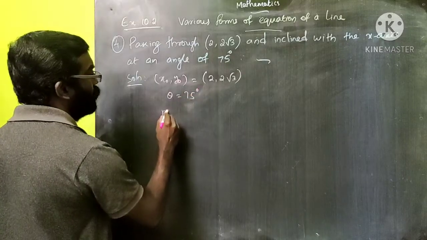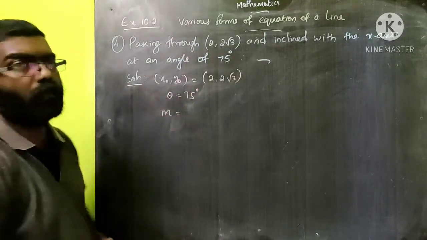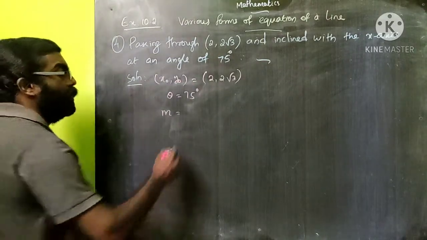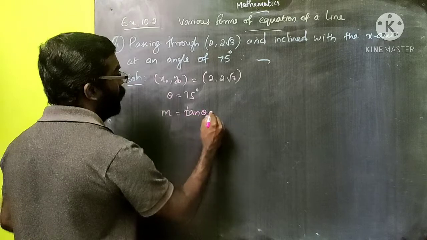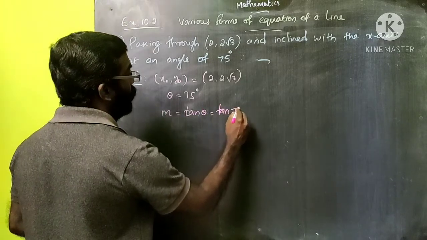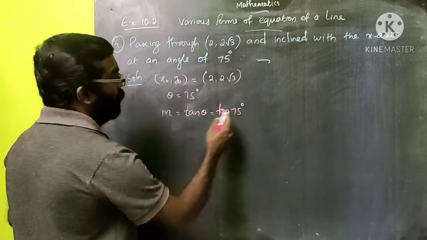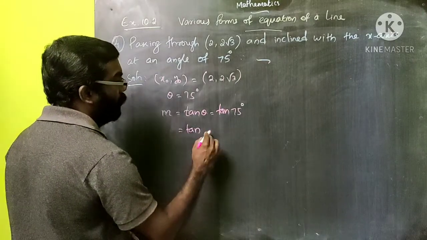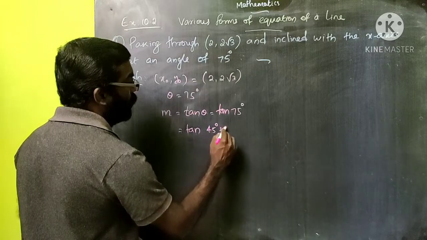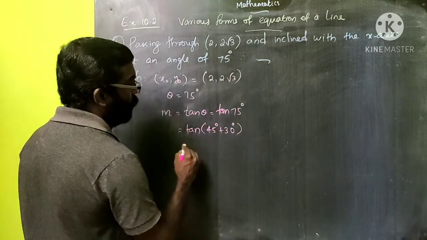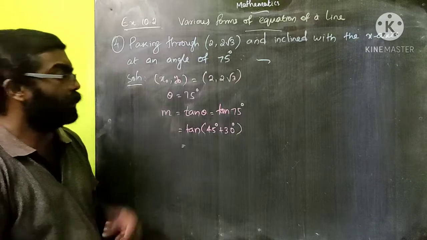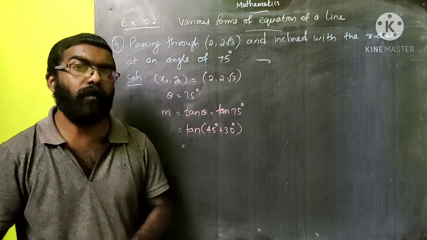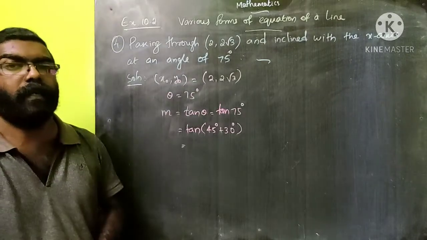From this we can find the slope. We know the formula to find slope in terms of theta. m is equal to tan theta, which is equal to tan 75 degrees. So in order to find the value of tan 75 degrees, we can split it into two angles, 45 degrees plus 30 degrees. Now we can apply the trigonometric formula tan of x plus y. What is tan x plus y? Tan x plus tan y divided by 1 minus tan x tan y.